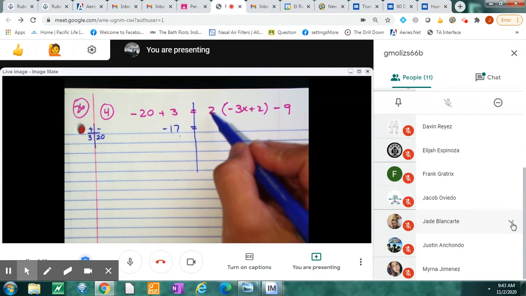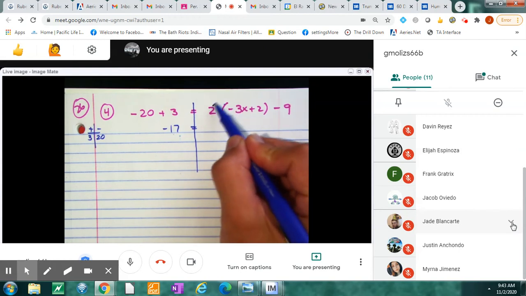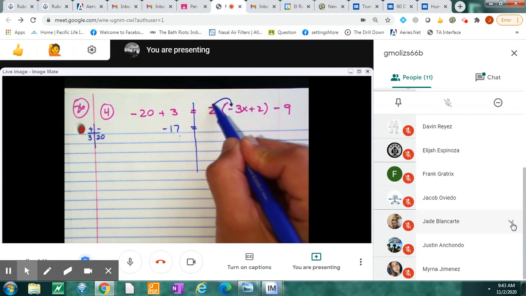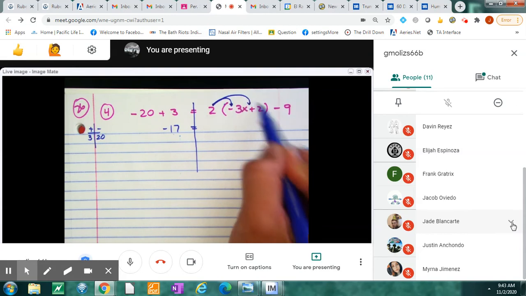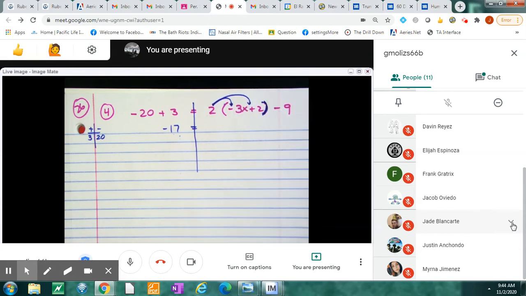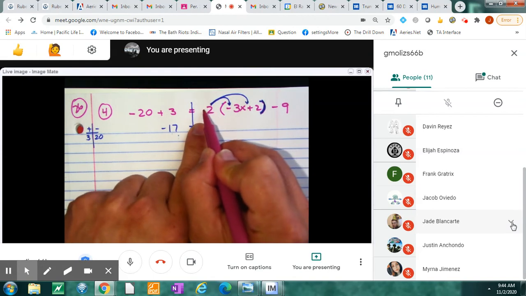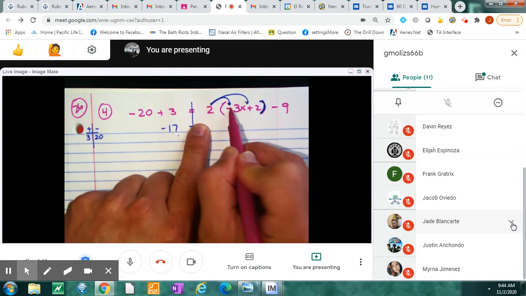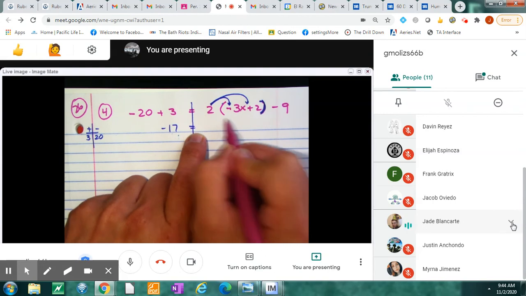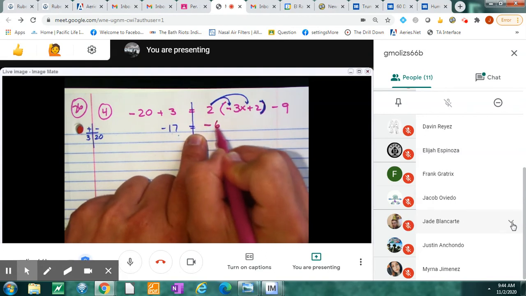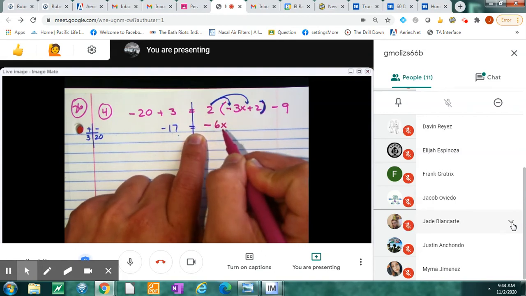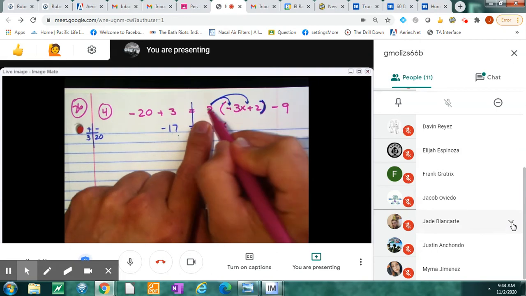So the 2, we're going to distribute with the -3x and with the positive. That's it, because this is where the parentheses ends. All right. So here we go. So let's go with that, Jade. Let's do the first one. Positive times negative is what? -6x. Very good.